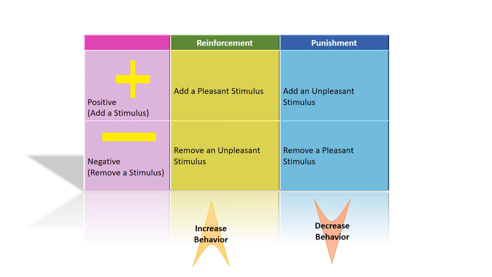Similarly, when it is negative punishment, we remove a pleasant stimulus. In negative reinforcement, we remove an unpleasant stimulus. However, in negative punishment, we remove a pleasant stimulus in order to decrease the behavior.